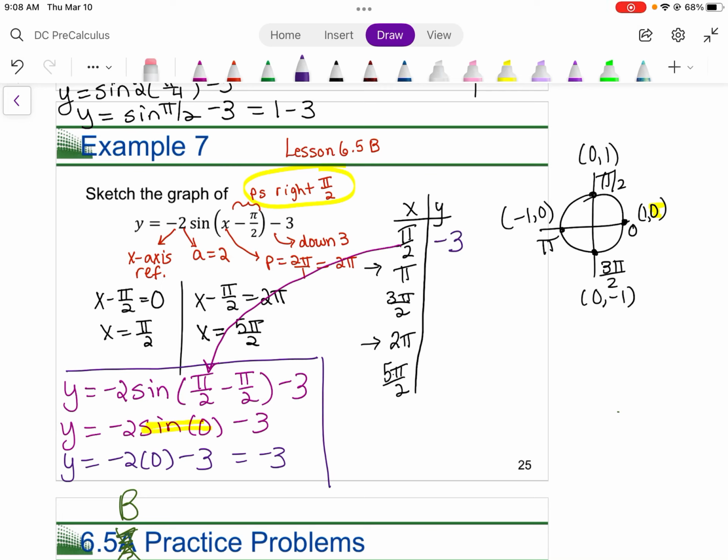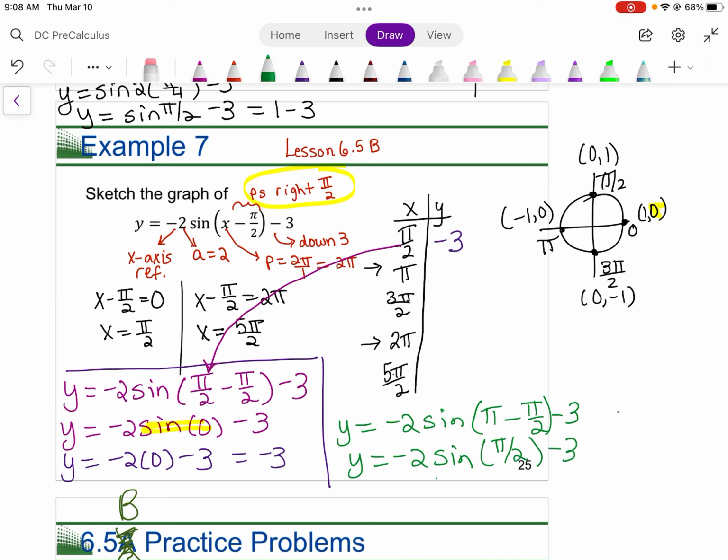All right, we'll do another one using our unit circle. Y equals negative 2 sine of, put in pi. Pi minus pi over 2 minus 3. Y equals negative 2 sine. A whole pi minus a half a pi is a half a pi. All right, the sine at pi over 2 is 1. So y equals negative 2 times 1 minus 3. And that is negative 5.